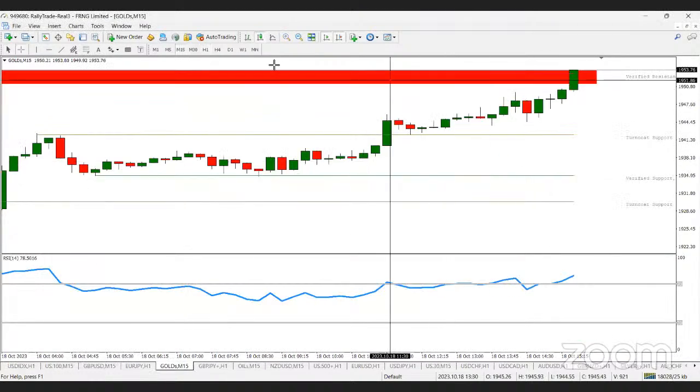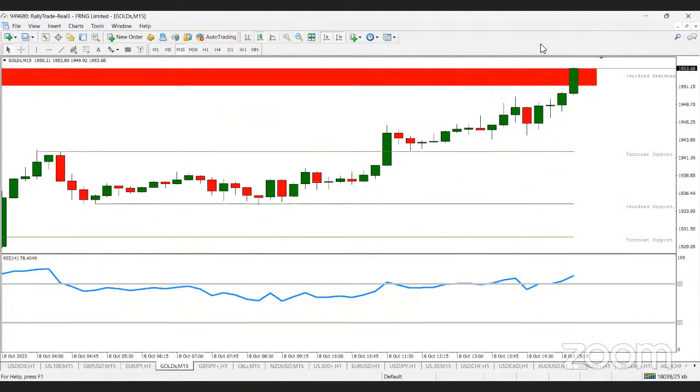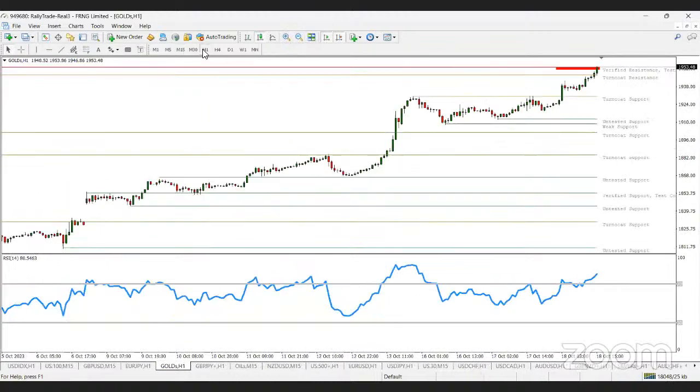Okay, for gold, we actually looked at entering a sell from this verified resistance, where I marked here. Yes, it's currently trading bullish. It's still trading around that zone, but this is a place we said that we should look out for a sell from. A retracement at this high point here.